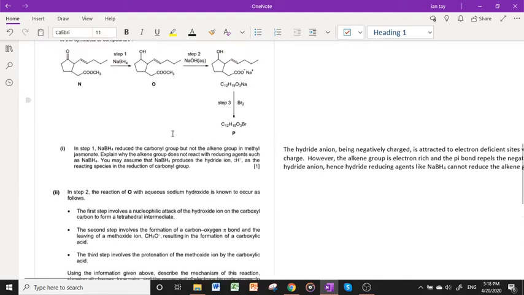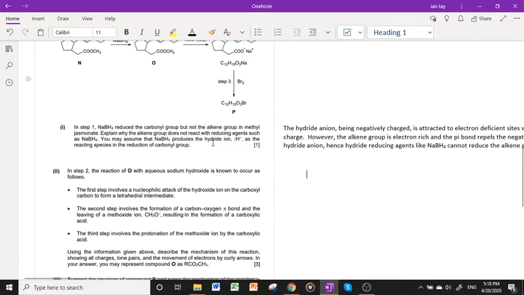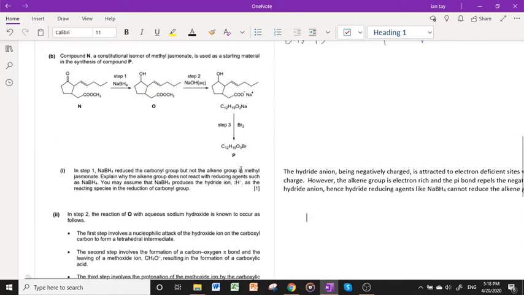So now we see in step 2 the reaction of this compound with aqueous sodium hydroxide is known to occur as follows. Okay, so basically this is alkaline hydrolysis. First step involves the nucleophilic attack of the hydroxide ion on the carboxyl carbon.